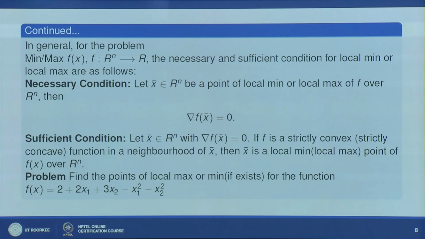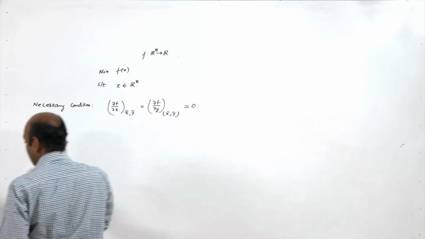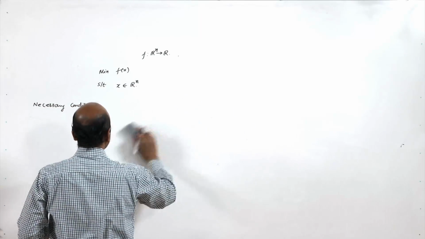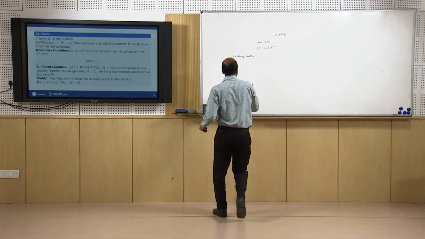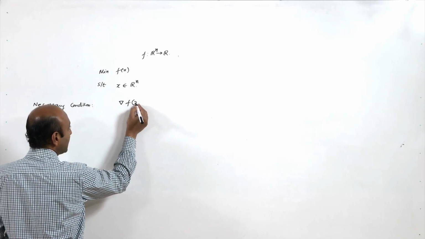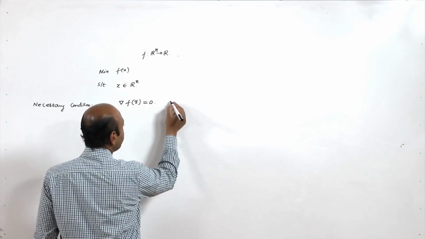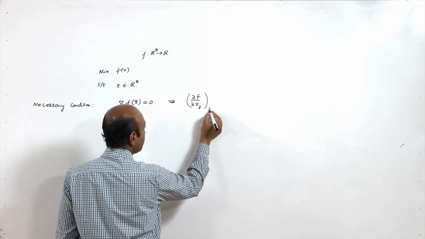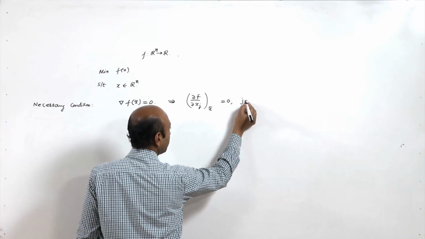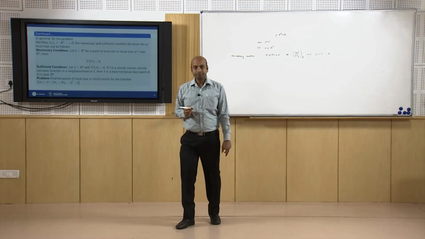Now, the same conditions we can generalize for a function from Rn to R. How can we find the necessary and sufficient condition for a point to be local maxima or local minima? For that, we first find that the necessary condition is that the gradient of f at x bar must be 0. This implies del f upon del x j at x bar must be 0 for all j. We are having n number of variables.